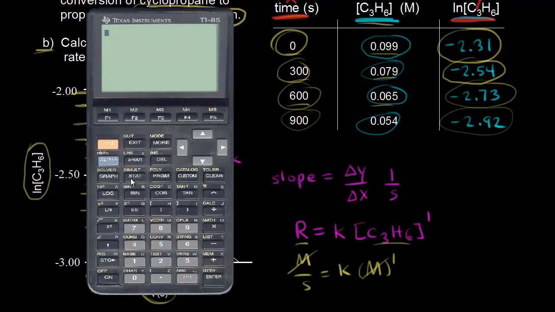We can exit, we can go back into Stat, and then hit F1 for Calc. All right, so that's what we want. Hit Enter twice. And then we want a linear regression. So that's right here. We want a linear regression. So we hit F2. And B is m. B is the slope. So the slope of that line is negative 6.7 times 10 to the negative 4.